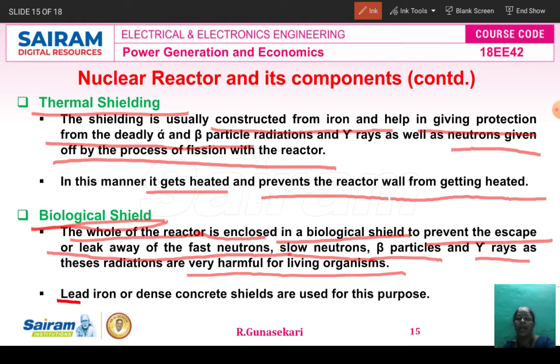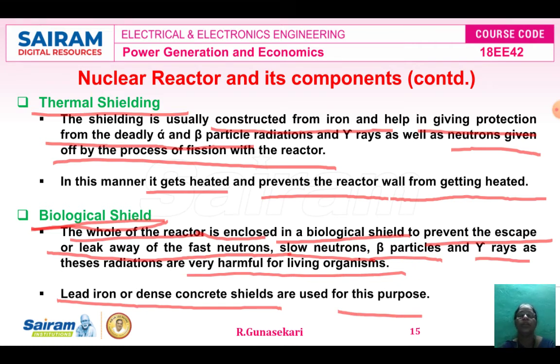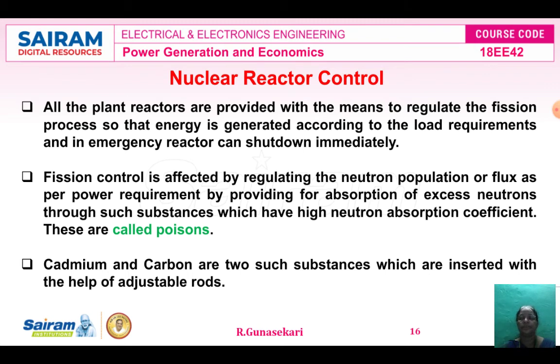Lead, iron, or dense concrete shields are used as a biological shield. These are the components of the nuclear reactor. So once again I recall the nuclear reactor components: nuclear reactor core, reflector, reactor vessel, thermal shielding, control rod, moderator, biological shield.